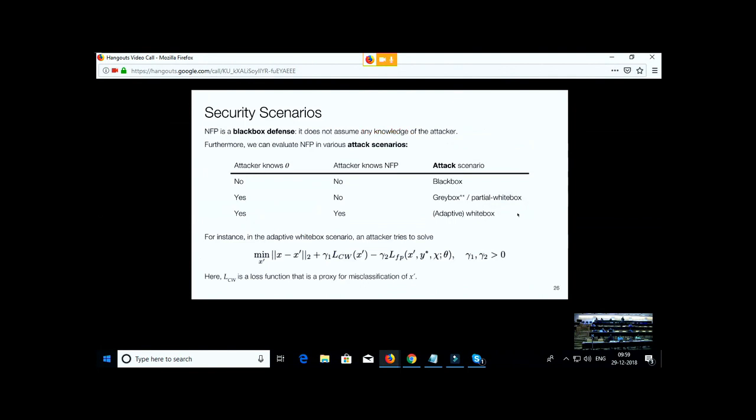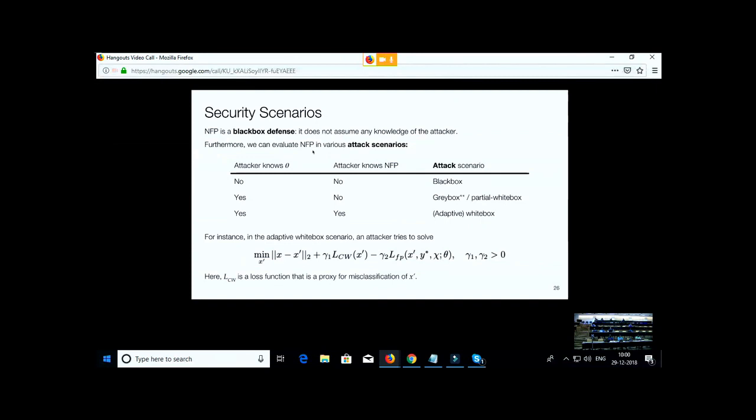Okay, so this is a visualization of what happens. And now I wanted to talk about some experimental results on real-life big datasets and real proper big neural networks. Before we go to that, I want to talk briefly about the different security scenarios that people consider. Just to set some terminology, neural fingerprinting, as I presented, is a so-called black box defense, because it doesn't assume anything about how the attacker might try to construct this delta x to try to fool us.